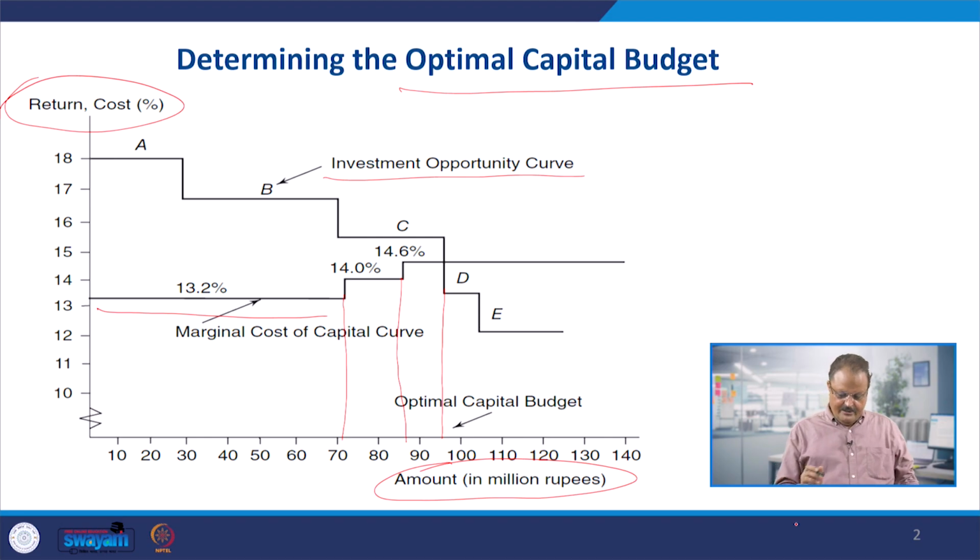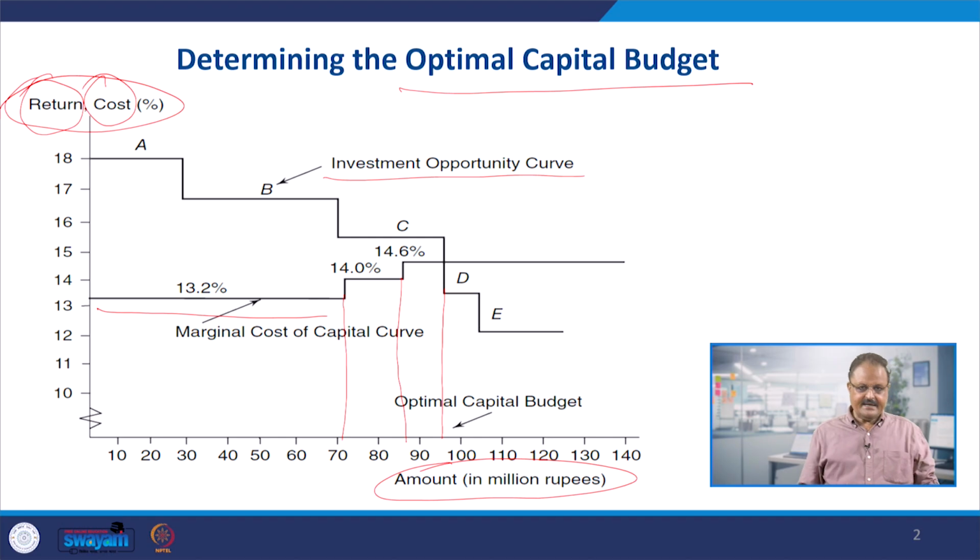So while looking at how to determine the optimal capital budget, we will have to see two things. On the investment opportunity curve, the rate of return is going down. This is depicting the cost also, this is depicting the return also. So cost and return both. The rate of return is going to go down.